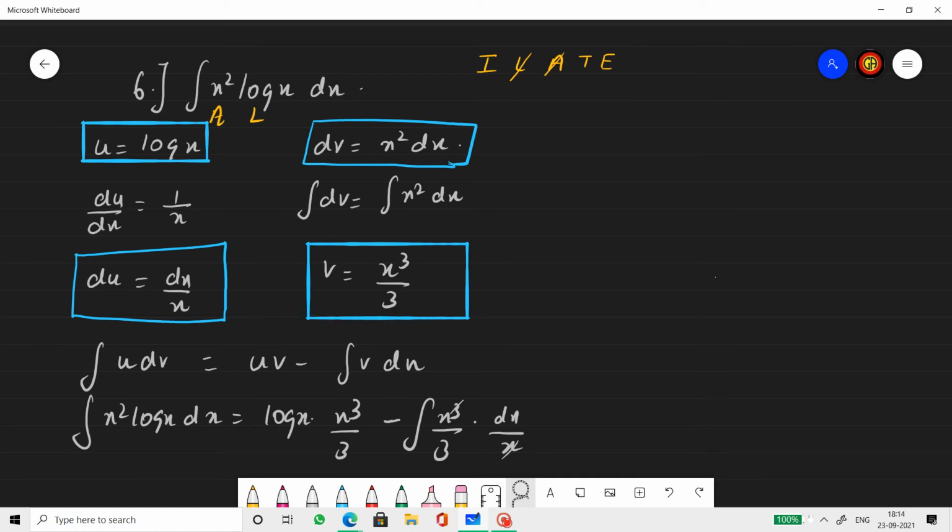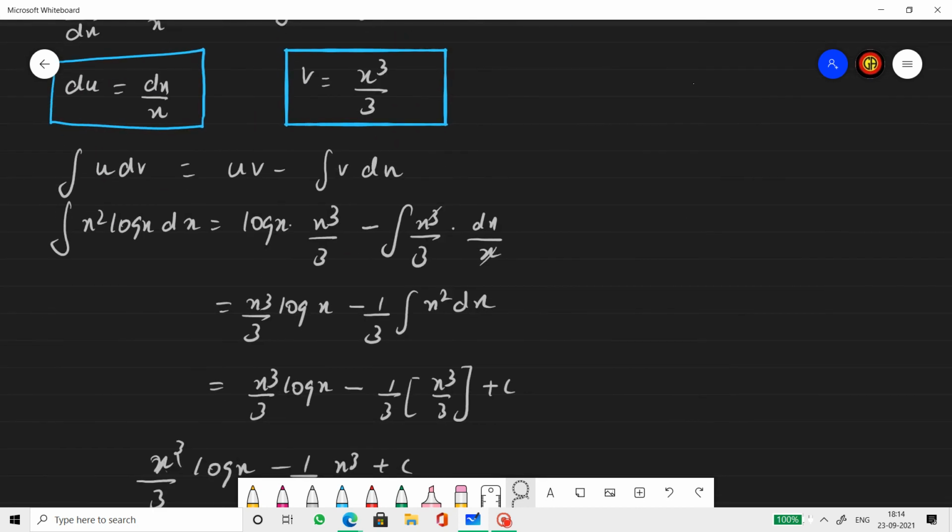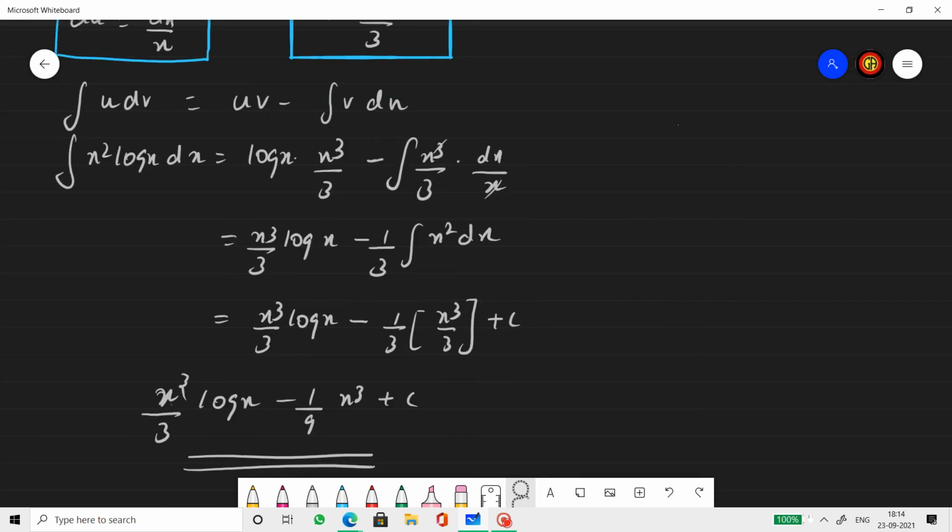Then we apply the formula: integration of u dv is uv minus integration of v du. So that will help you to come to this step. x cube and x get cancelled. Remaining is only x square, and integration of x square is x cube by 3. That's it. There is no other term to integrate. We are done with this.